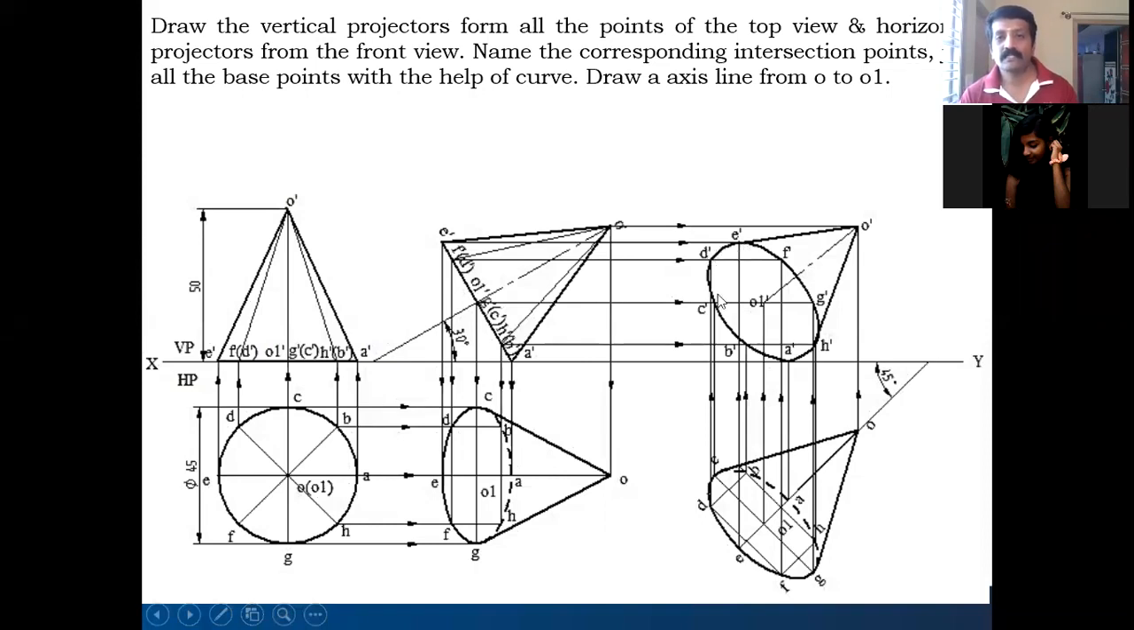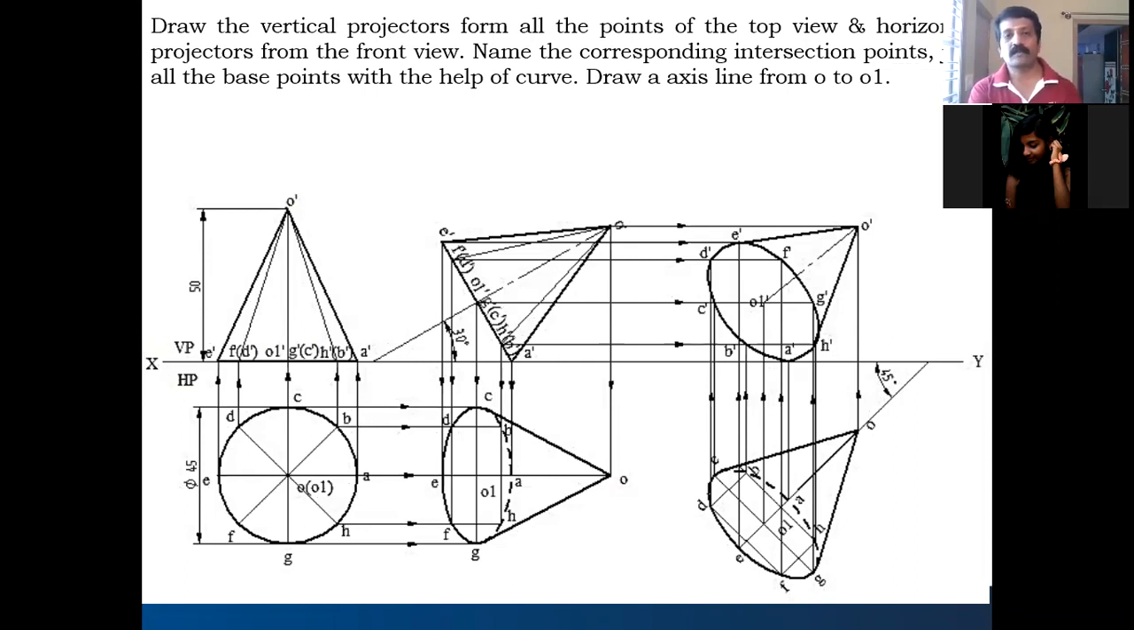So you have to join this with a smooth curve. First you draw a light smooth curve. Afterwards you can make it a thick line. After that, for this arc or curve, you can draw a tangent to the apex like this from any point, and the axis line you can show like this. So this completes the orthographic projection of the cone, which is given in this particular exercise.